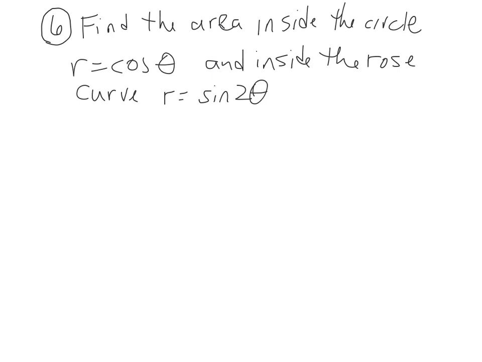So the first thing I want to do is make a little graph of what this looks like. So the circle r equals cosine theta has a diameter of 1, and it lies along the positive x-axis, something like that. The rose curve r equals sine 2 theta has petal length of 1, and it's got a y-axis line of symmetry, there are a total of 4 petals.